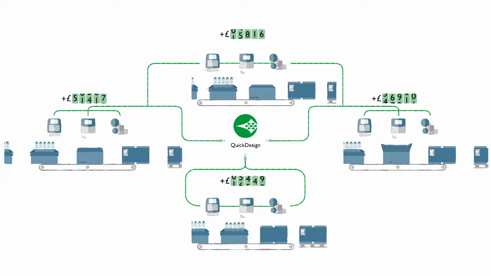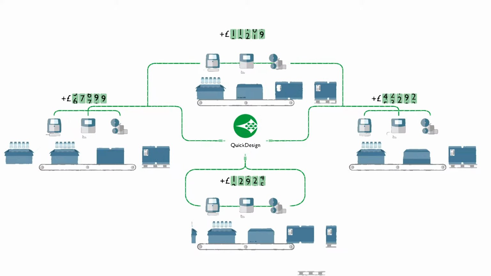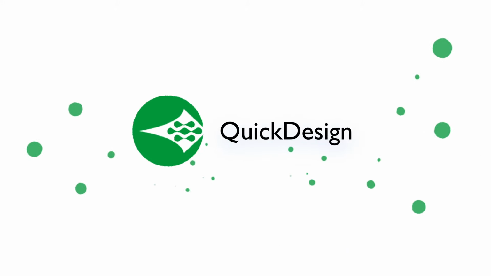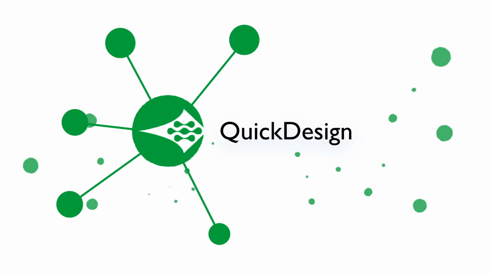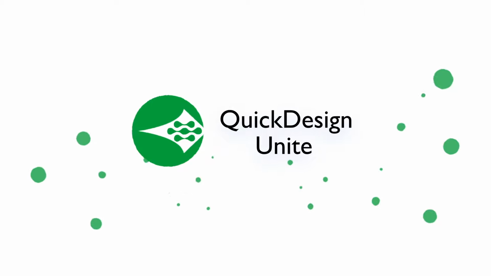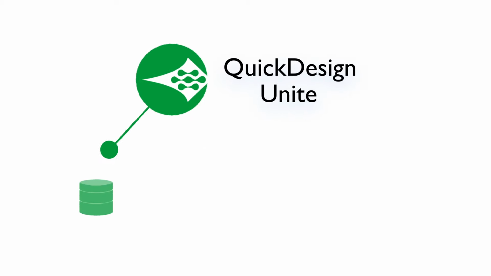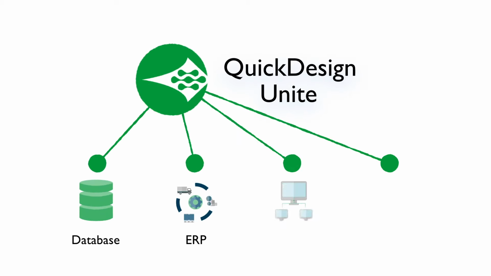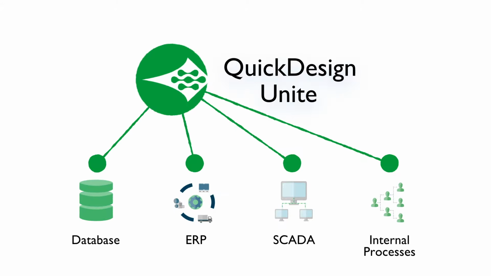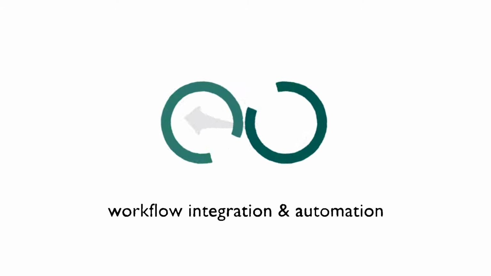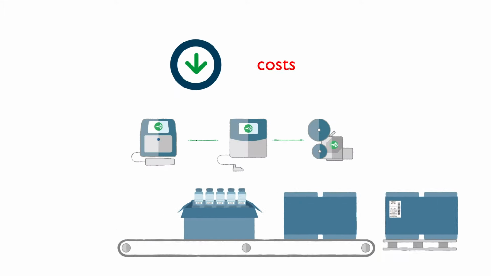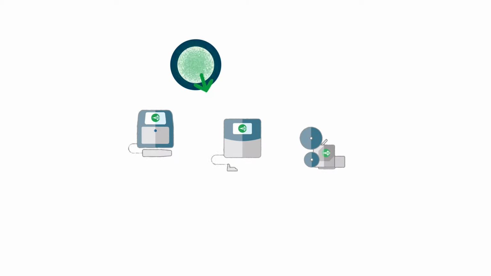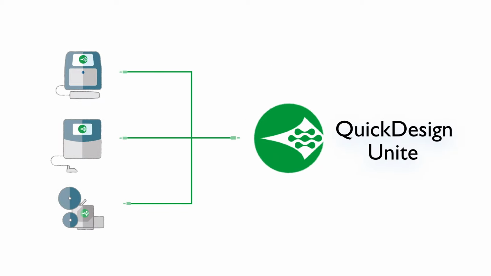Sound complicated? In reality, it's quite easy. Domino's QuickDesign software provides connectivity to a wide range of applications. And combined with QuickDesign Unite, it can be easily incorporated into your database, ERP, SCADA, or internal processes to provide workflow integration and automation, meaning less operator errors, helping decrease downtime and lowering costs while still maintaining your current processes.